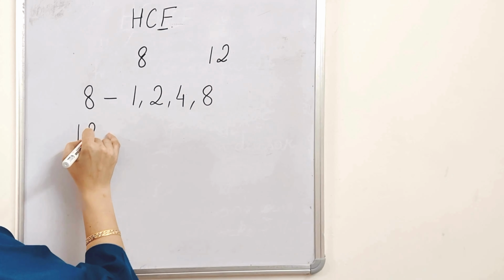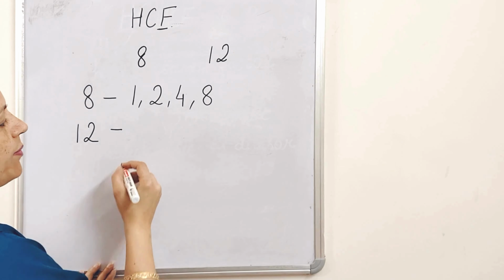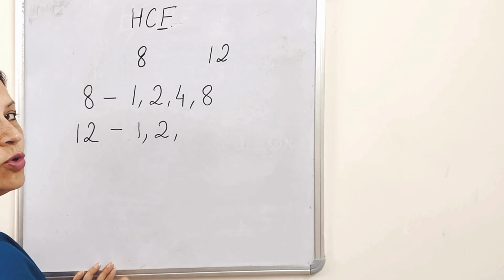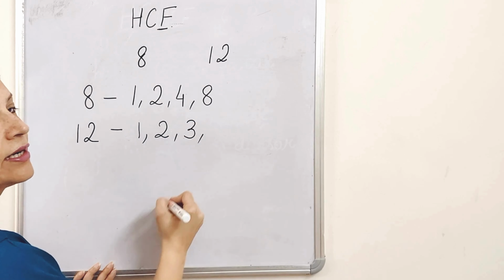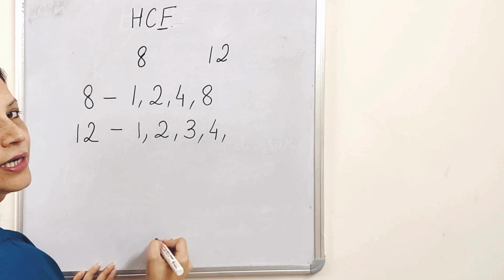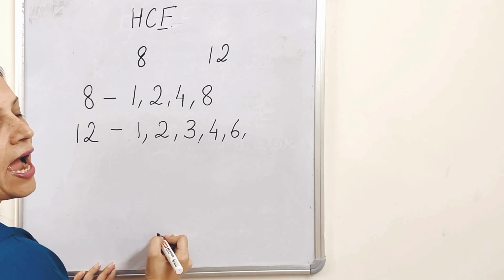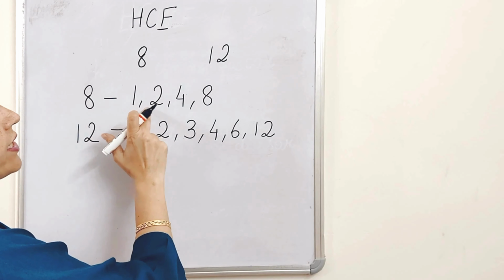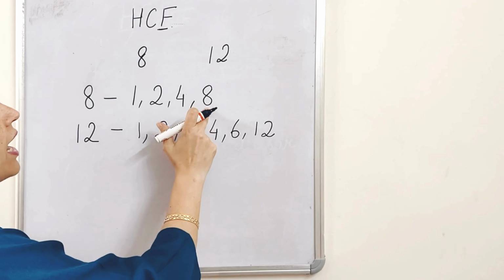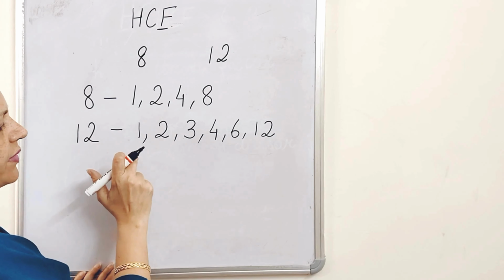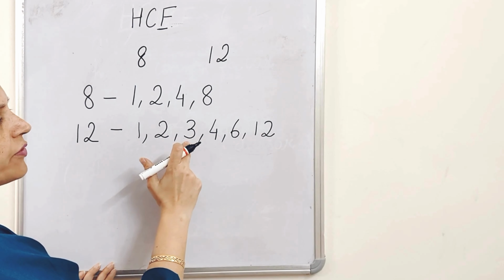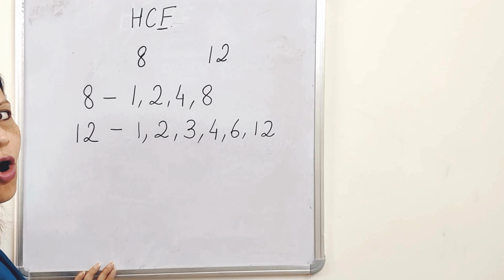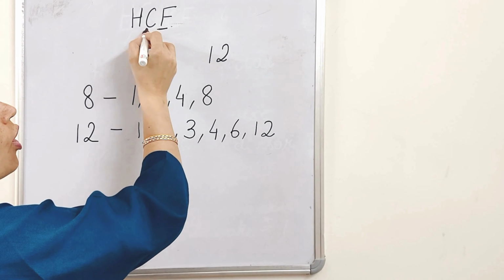12. Again 12 किस किस के टेबल में आता है? 12 comes in 1, it comes in 2, it comes in 3, it comes in 4, it comes in 6 and it comes in 12. इसका मतलब है 1, 2, 4 and 8 are factors of 8 and 1, 2, 3, 4, 6 and 12 are factors of 12.